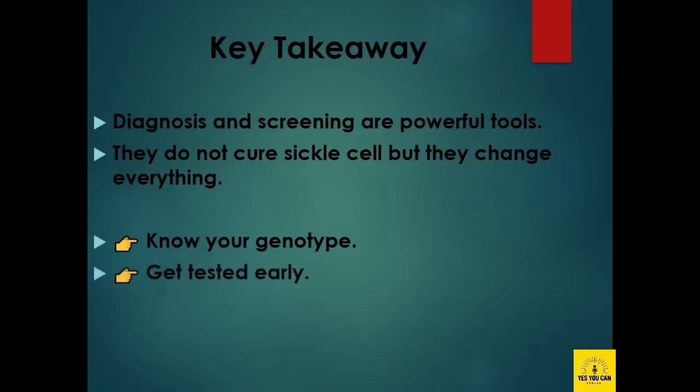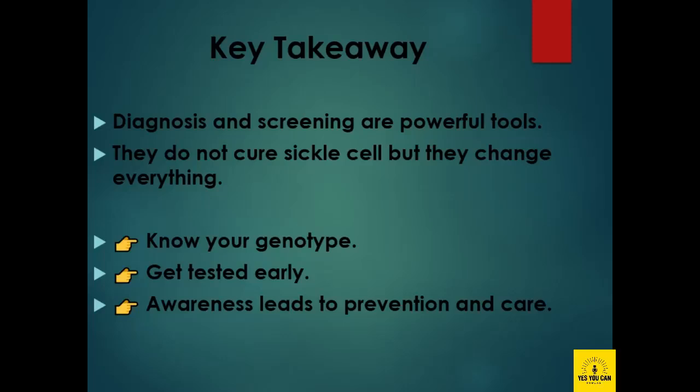So get tested early, so that you know your genotype, if you are sickle cell, so that it can enable early detection, which equals early treatment and longer life. So awareness leads to prevention and care. If you are aware, it leads to the prevention of you falling victim and ending up having children living with sickle cell anemia, as you want to reduce the prevalence both globally, nationally, and even locally, wherever you are. And to do this, it all starts with you making an informed decision.